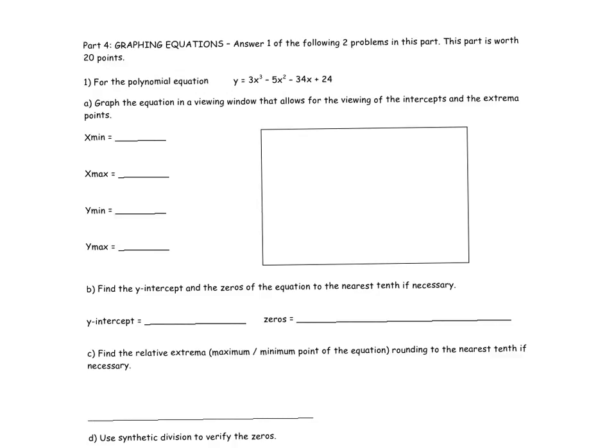For part 4, we're graphing equations, and we're starting off with a polynomial function. The first thing I'm going to do is graph it in the standard viewing window and see what it looks like.